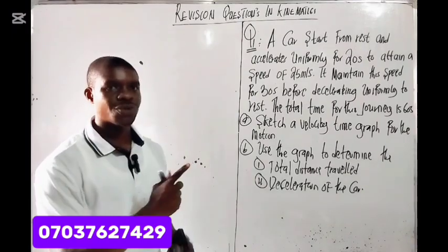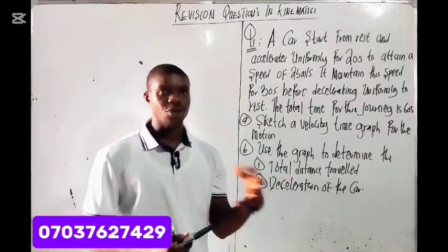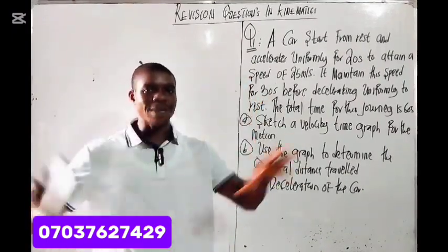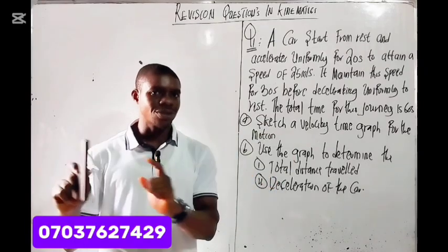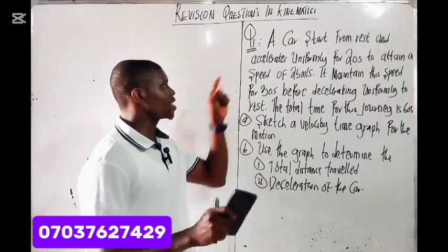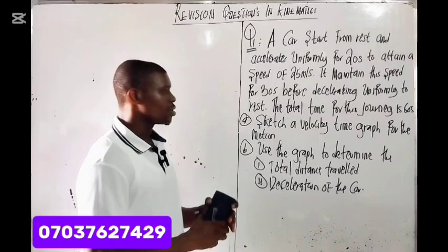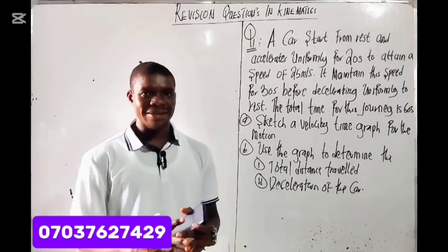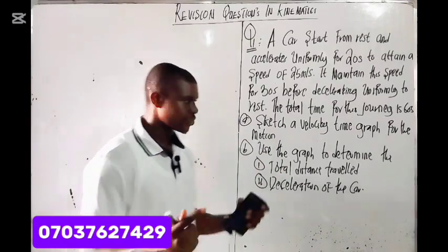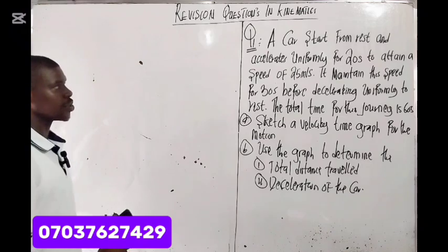So let's look at the first question. We're going to solve a set of questions that explain the various parts of kinematics. So we're going to stick to the end of this video. Now the first question you're seeing here is under velocity time graph, under kinematics. So let's look at the question here.